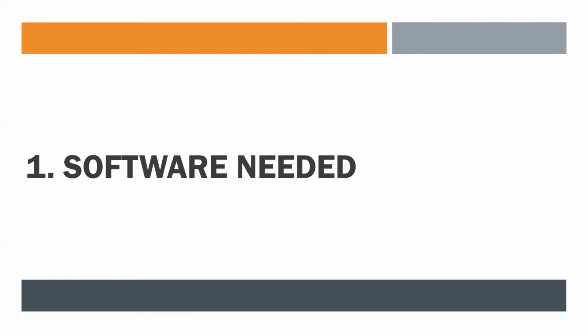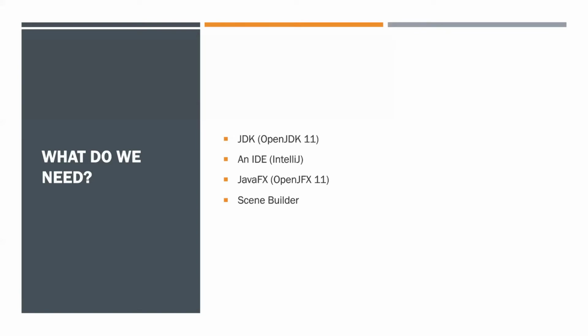First of all, we need to have a look at the software needed. In our case, we need to install Java Development Kit in order to compile and run our applications. We are going to use OpenJDK instead of the Oracle official version because it's more portable and we can easily swap between versions in the future.